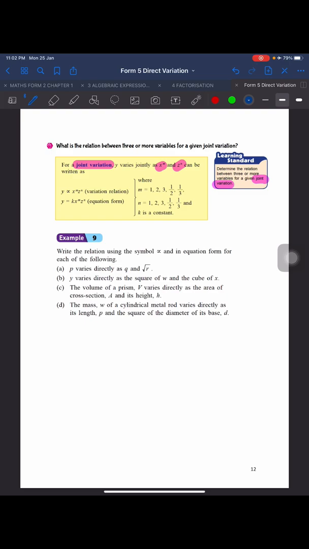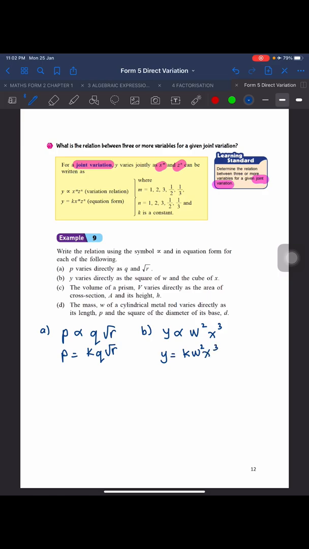P varies directly as Q and square root of R. In equation form, P equals KQ square root of R. B, y varies directly as the square of w, so w square, and cube of x, so it is x cube. Change it into equation form. It will be y equals kw square x cube.